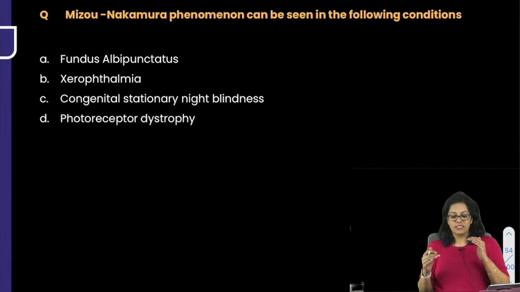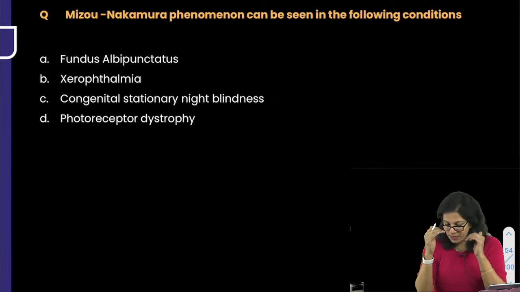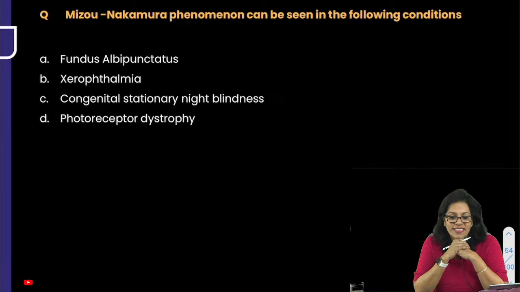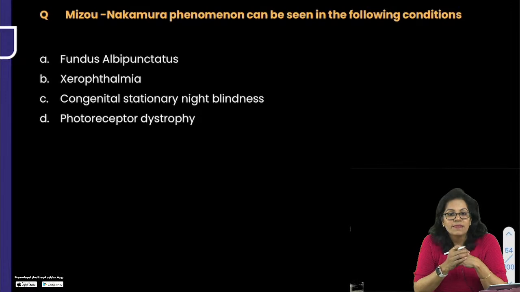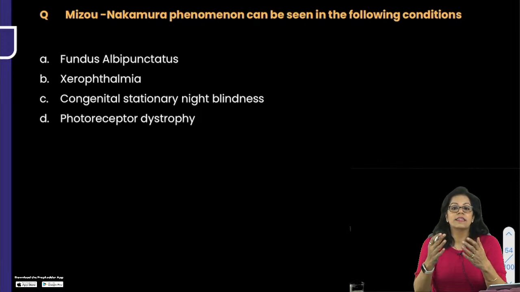Okay, then we come to the next question here. Mizo-Nakamura phenomenon can be seen in the following conditions. Do you know what is Mizo's phenomenon? This was your exam question, so we started teaching you all. So Mizo's phenomenon, Mizo-Nakamura phenomenon, what happens in it? The patient has night blindness. Listen, he is not able to see at night.